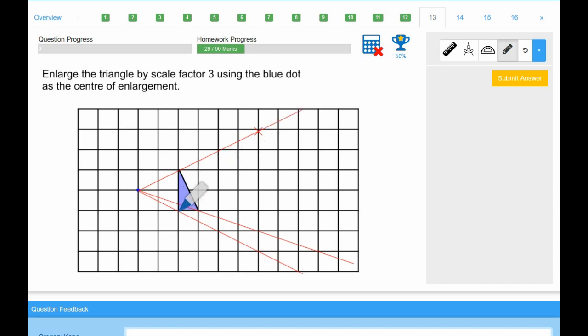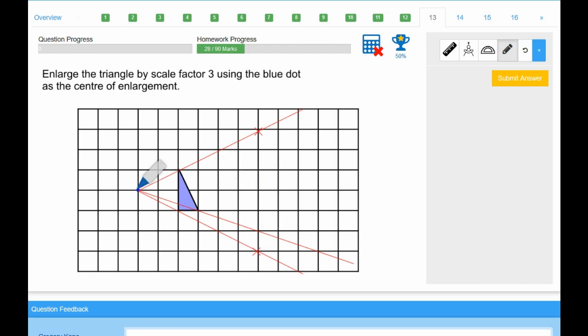Here, to get to this point, 2 to the right, 1 down. Well, 2 to the right and 1 down 3 times becomes 6 to the right, 3 down. 1, 2, 3, 4, 5, 6. 6 to the right, 3 down. 1, 2, 3. And again, I am on a ray line, so that's a good sign.